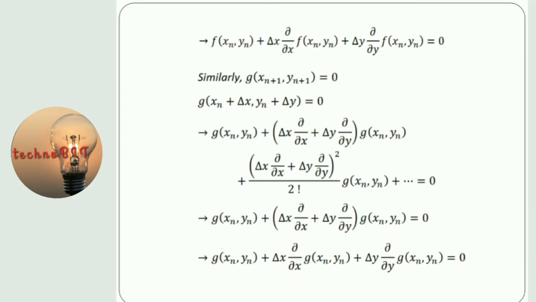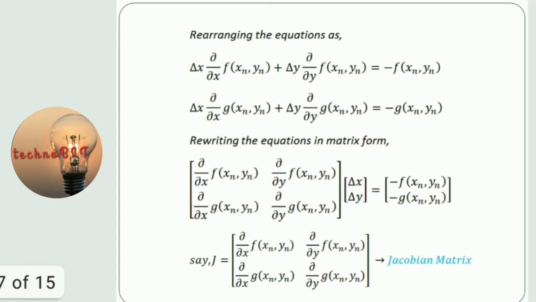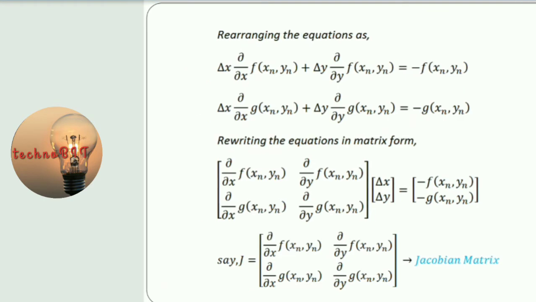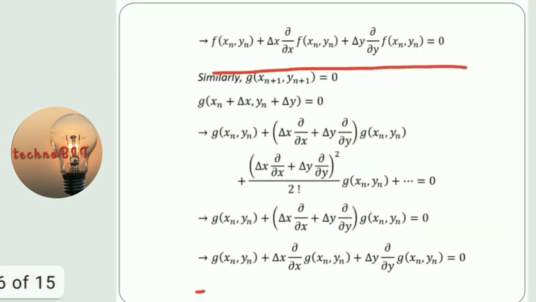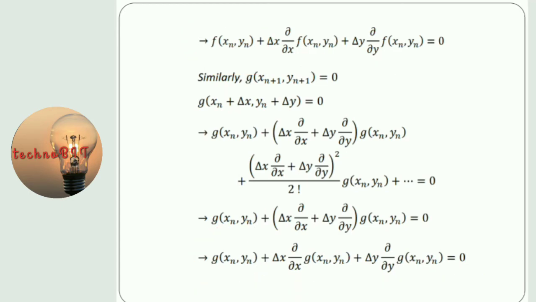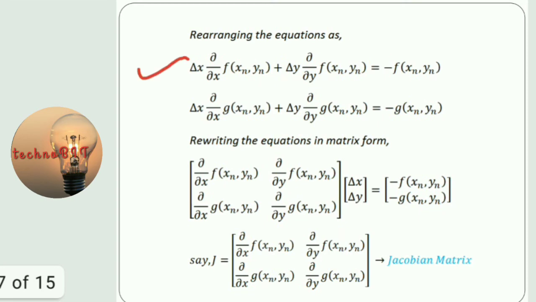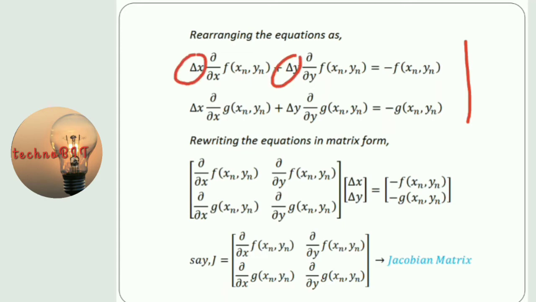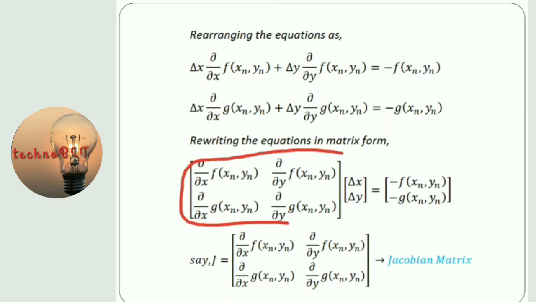Next we will rearrange these equations into this form. In the first and second equations, I have just transferred the first term to the right side. Just this much rearrangement, and we got these two equations. Now we are again rearranging the equations in matrix format, with del x and del y as variables. Why? Because in each iteration the del x and del y values are going to change, so we take them as variables, and we get this in matrix form.